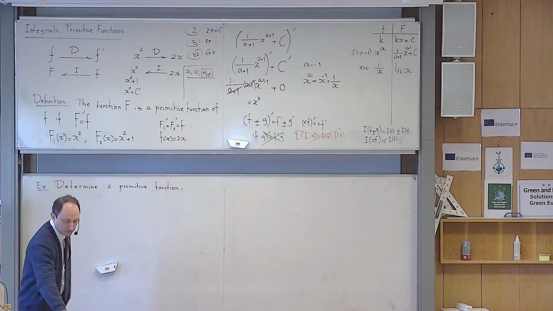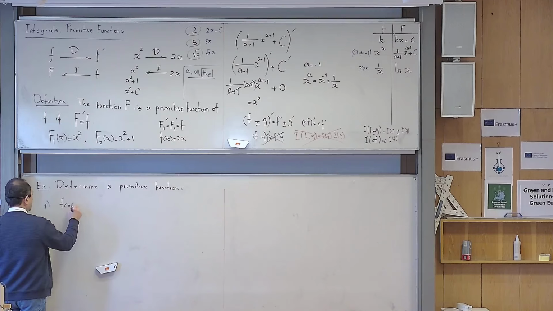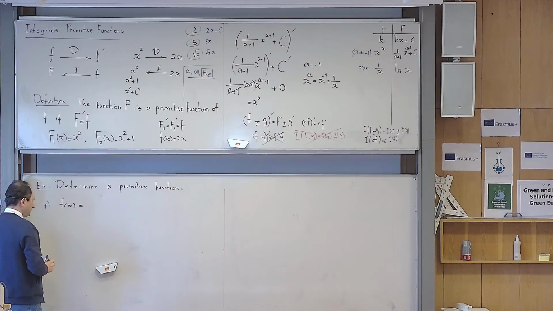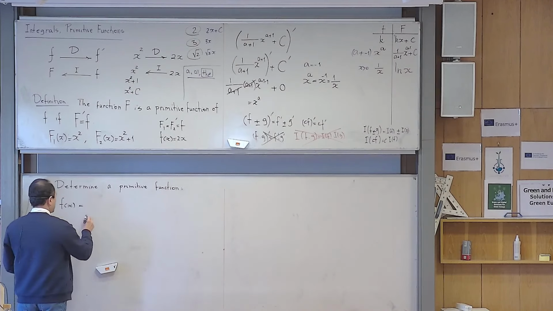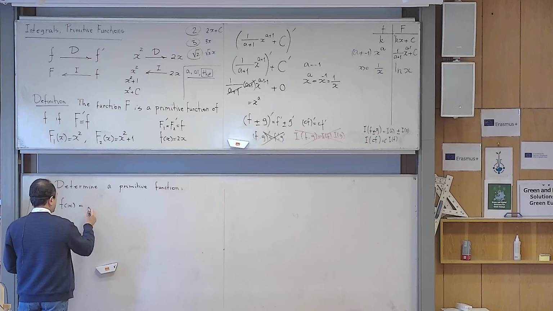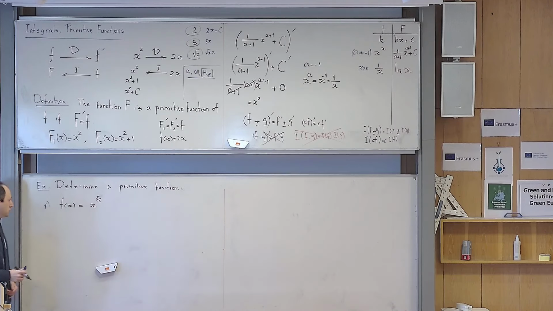Okay, so now what we do, number one, let me start with very simple examples. So f of x is equal to, so let us write this. Let me start with a very, very simple example. x to the power of 2/3. So I want to find a function whose derivative is x to the power of 2/3.